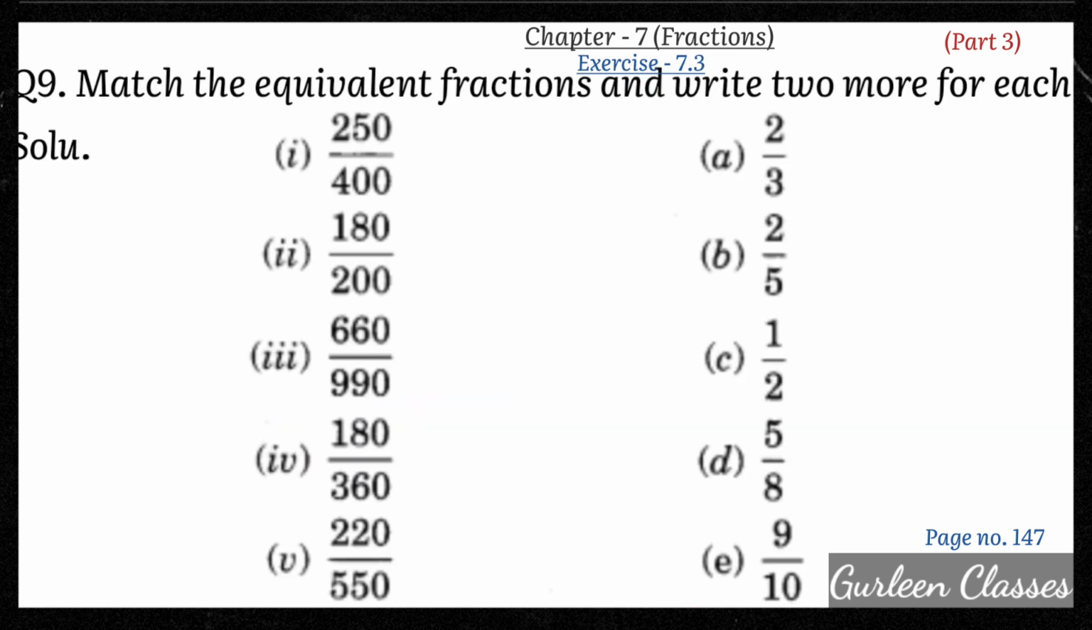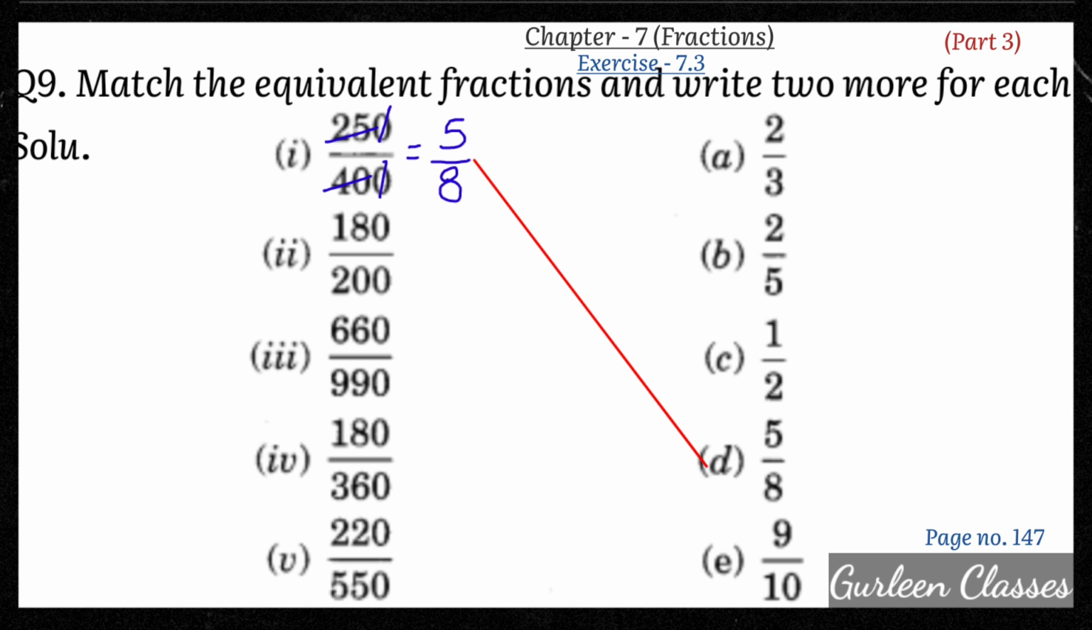Question number 9. Match the equivalent fractions and write 2 more for each. First part, 250 upon 400. So let us reduce this fraction into lowest term. 0 0 cancel. 5 5s are 25, 5 8s are 40. So the fraction is 5 upon 8. So students, match this first part with D part. You can write 2 more fractions on your own by multiplying the same number in the numerator and denominator.